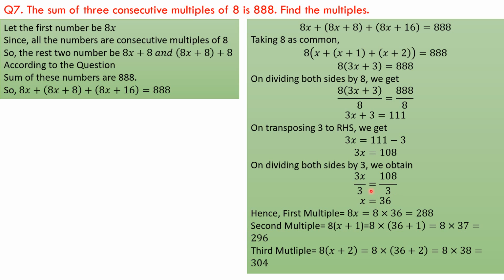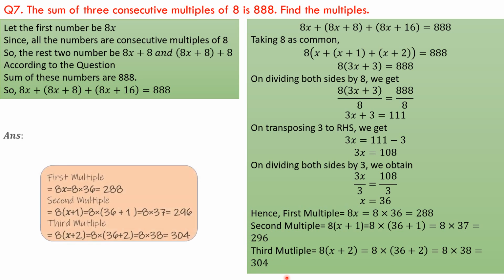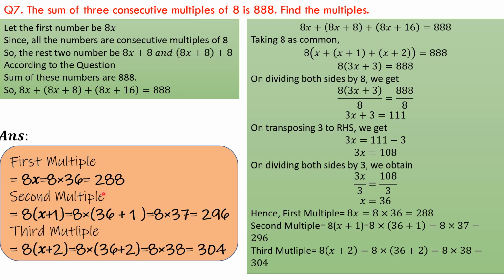x equals to 36. Put the value of x in first multiple, second multiple and third multiple. We get here first multiple equals to 288, second multiple equals to 296 and third multiple equals to 304. Hence, the required numbers are 288, 296 and 304.